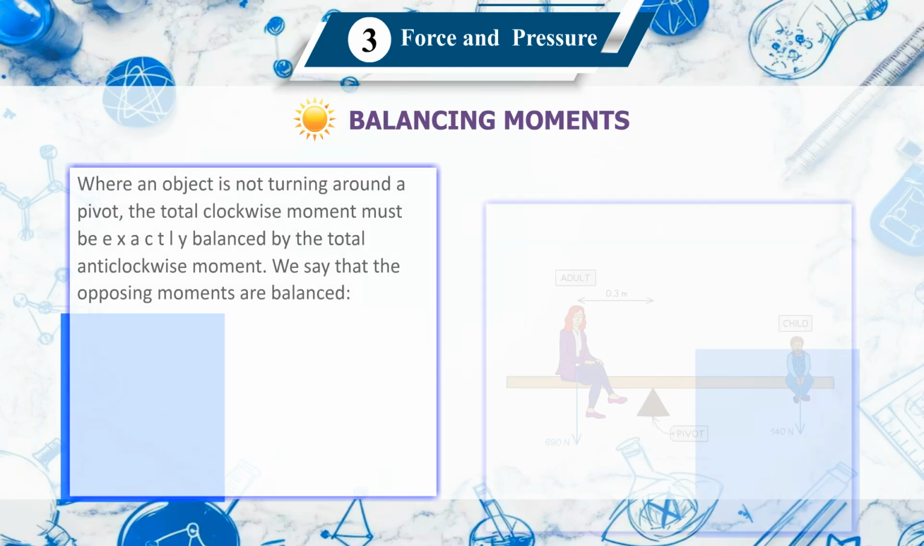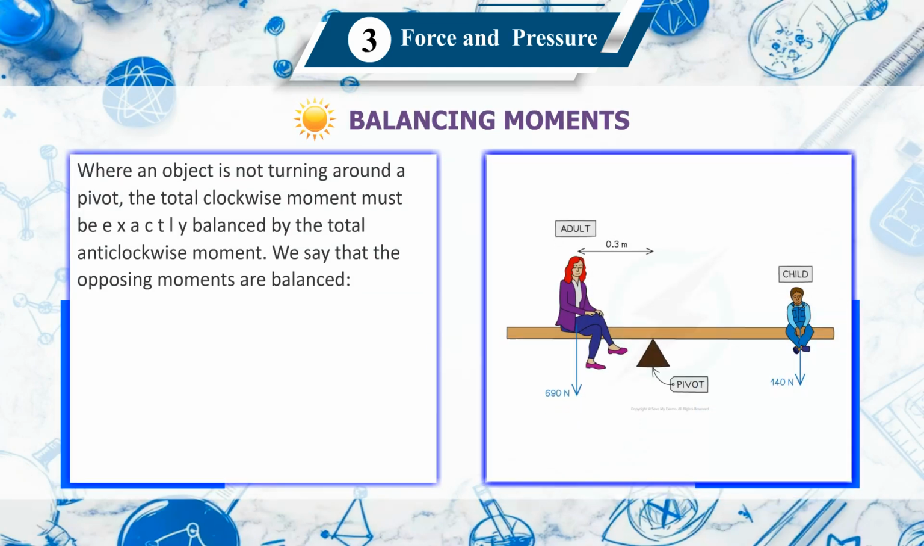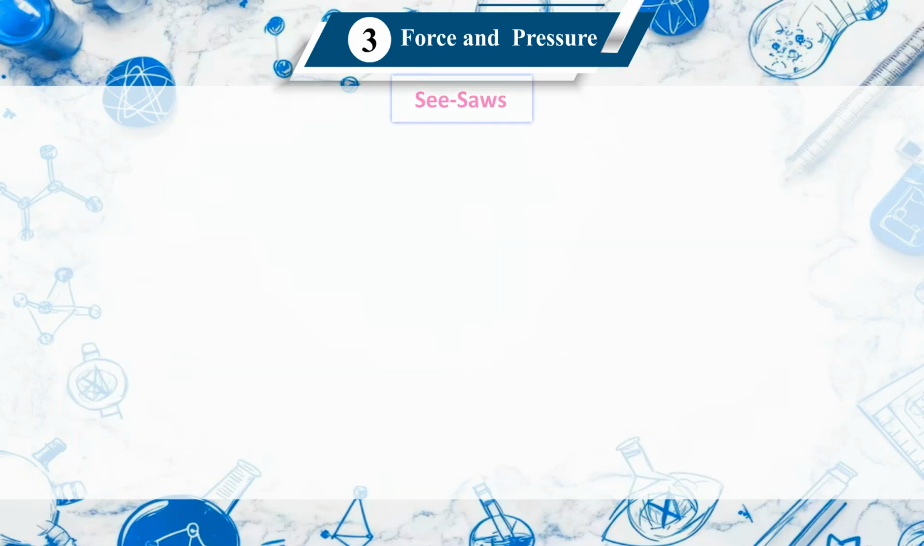Balancing moments. When an object is not turning around a pivot, the total clockwise moment must be exactly balanced by the total anti-clockwise moment. We say that the opposite moments are balanced. Sum of the clockwise moments equals sum of the anti-clockwise moments.